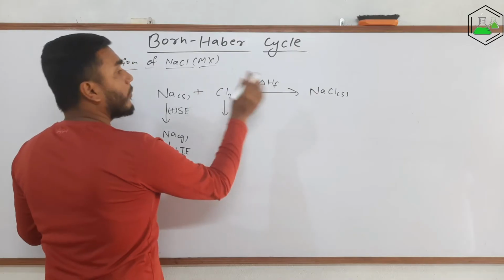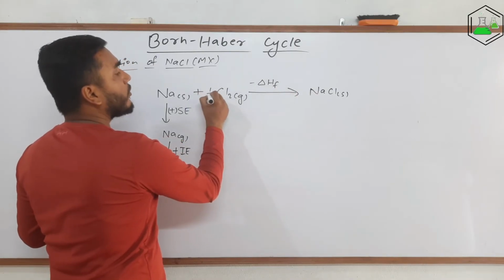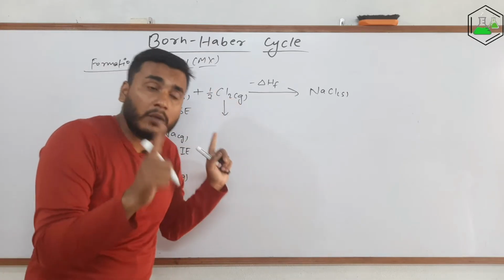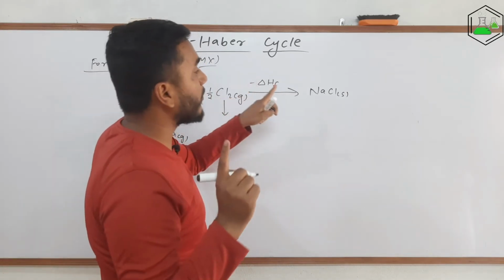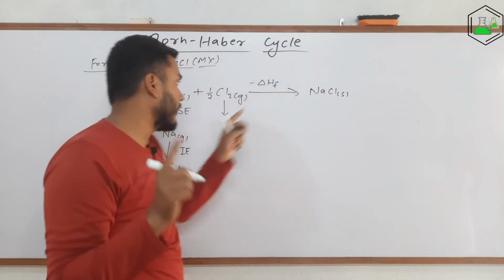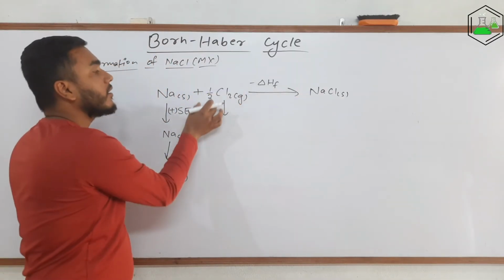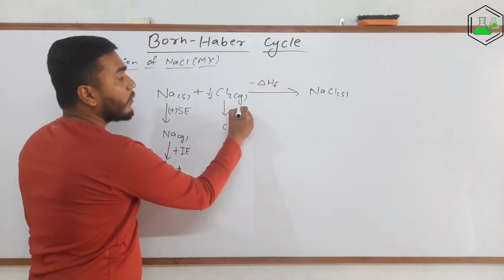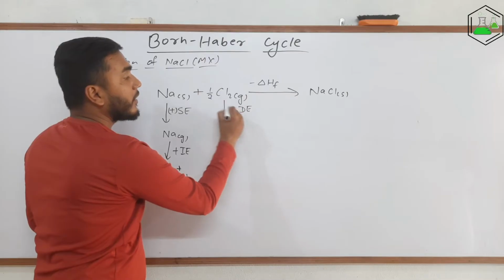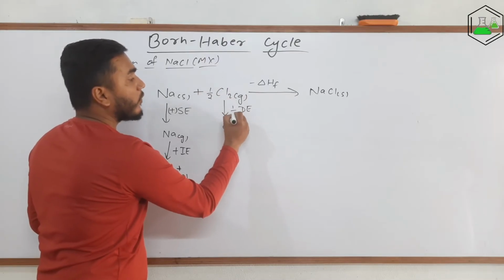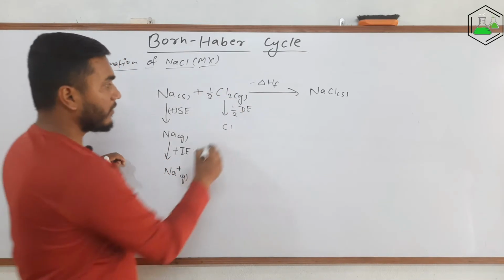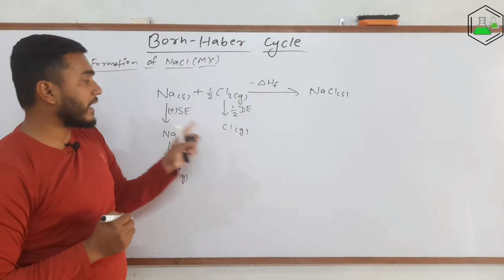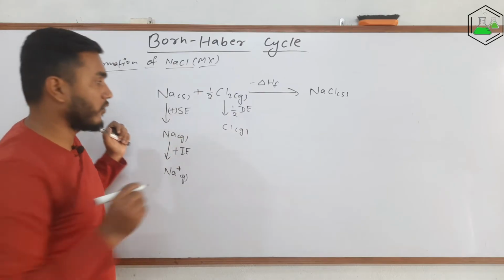Now look at here. To balance this original reaction, we have to put 1 by 2 over here, because there are 2 chlorine atoms and we need only 1 mole of the product. That's why we can't put any number over here. That's why we are dividing the Cl2 by 2. Then we need to convert this into monoatomic form. Then we need to provide some dissociation energy, but only half of the energy is required, so we'll put half over here. This is already in gaseous state, that's why we are not providing any sublimation energy over here.